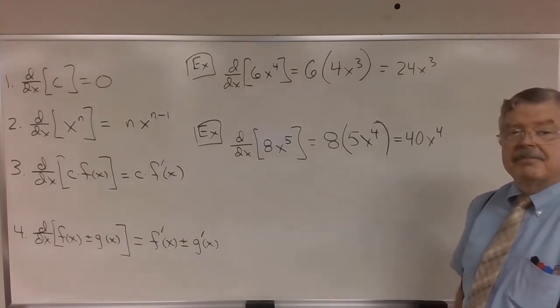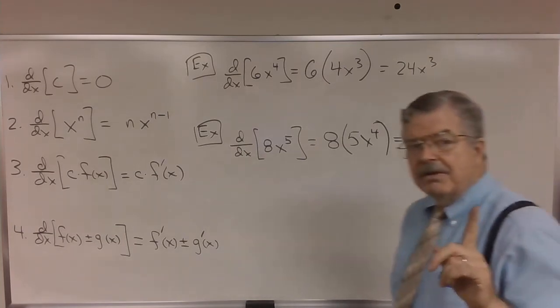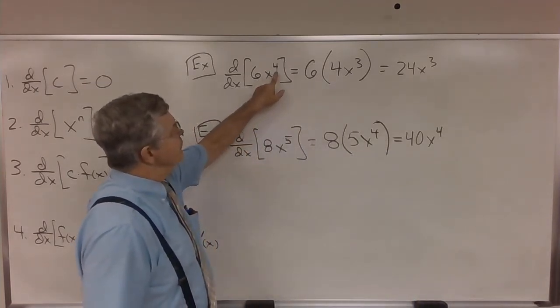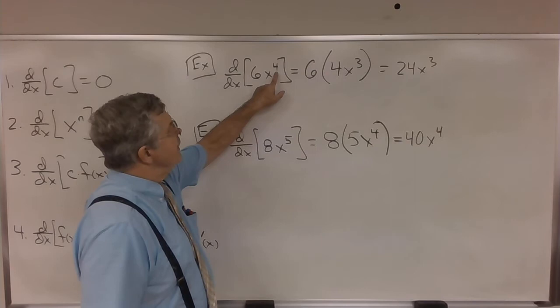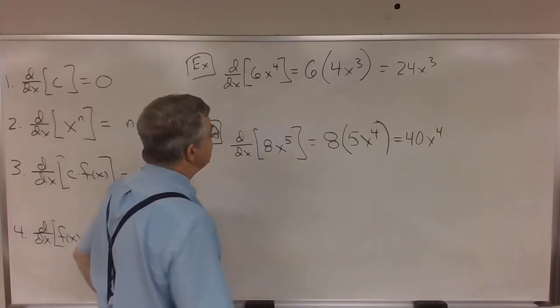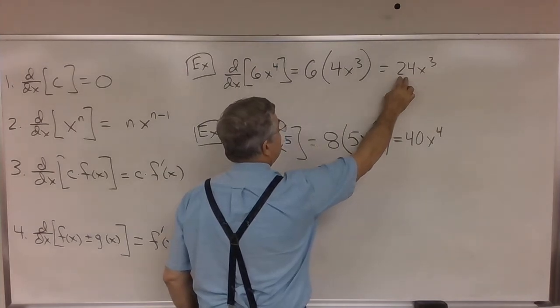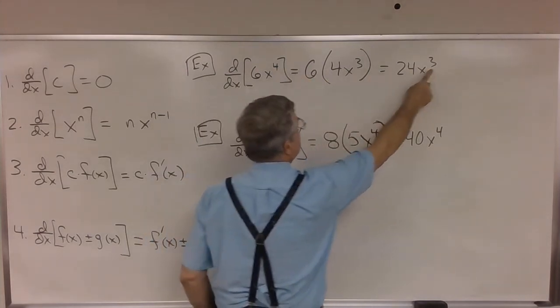And here's the pattern. We look at it and we say, we had a constant times x to a power. And what we ended up doing was taking the power times the constant and then subtracting 1 from the exponent.